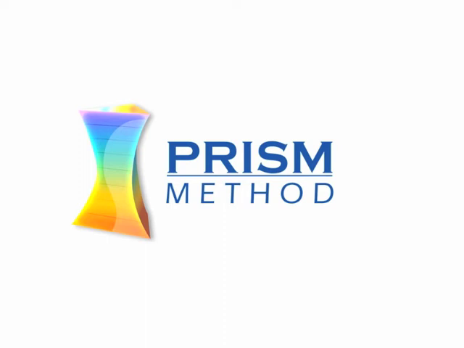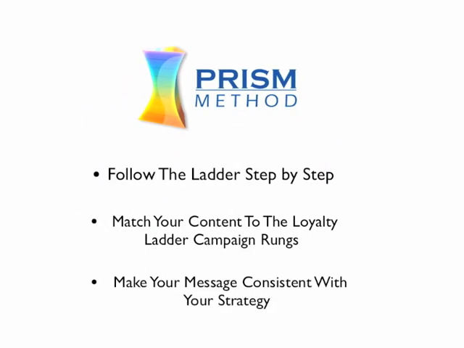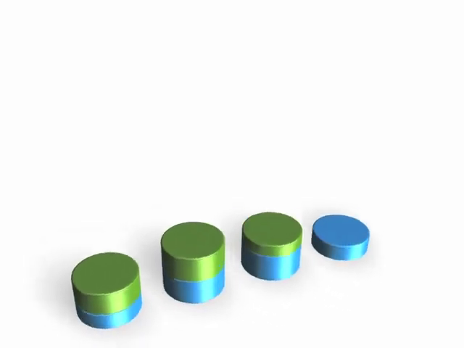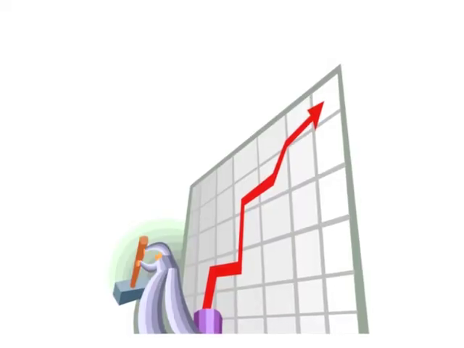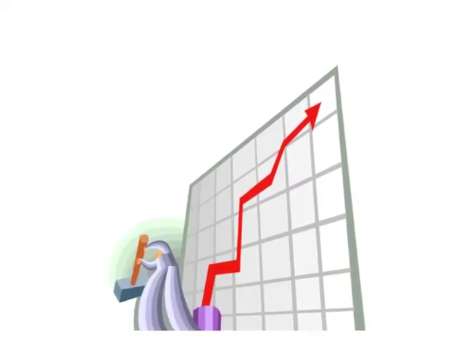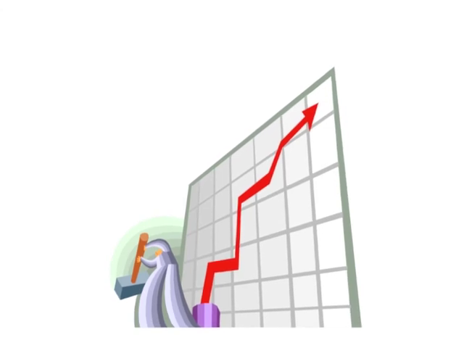These are some of the Prism method basics. Remember, follow the ladder step by step in order. Match your content to the loyalty ladder campaign rungs. Make your message consistent with your strategy. More details will follow in future videos. Up next, how business analytics can stimulate and, yes, predict the success of your marketing campaign before it's launched. Stay tuned.